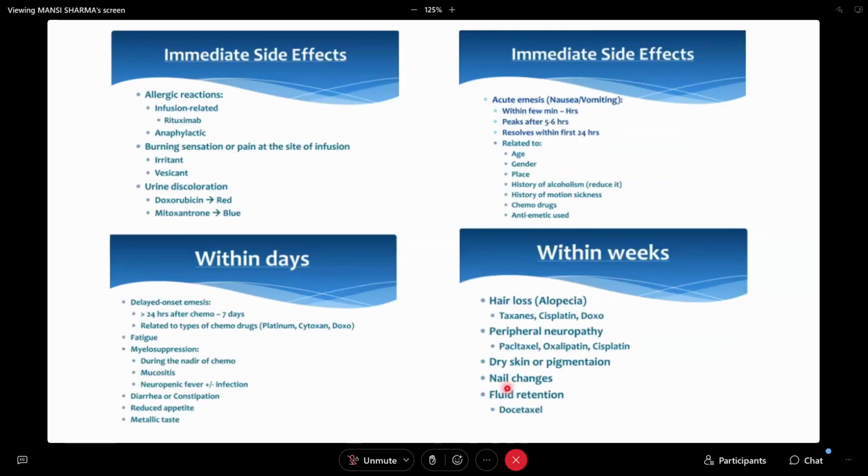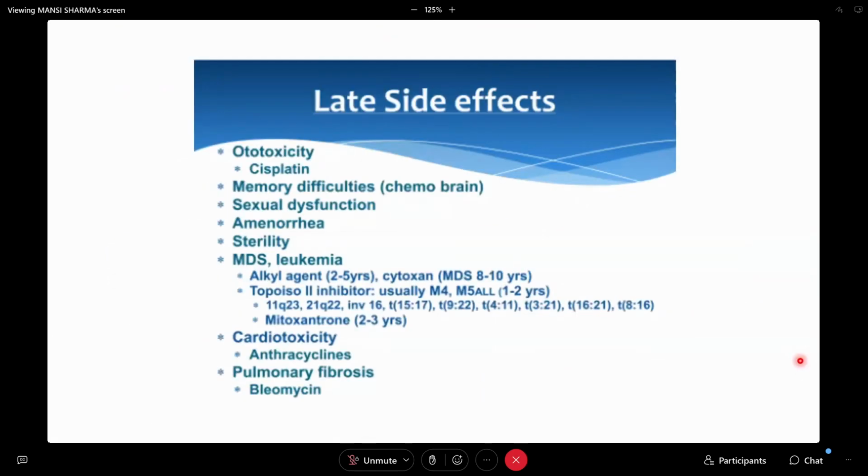In the very end, docetaxel, as you know, causes fluid retention, and this is another favorite question of mine on rounds. We need to give steroids for a few days, a very short course, to prevent this fluid retention. So you need to know your drugs very well. Late side effects, as mentioned before, include memory difficulties and ototoxicity. What is very important is sterility, amenorrhea, and sexual dysfunction. You need to tell patients in the reproductive age groups that this may happen.